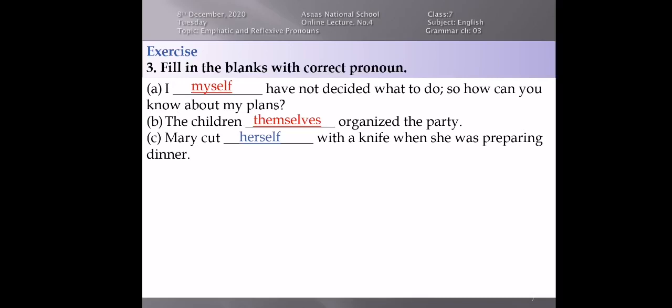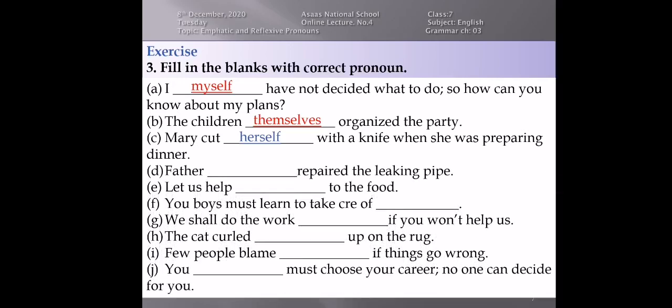Mary is the subject and herself is the object, and both of these are the same person. Therefore, it is a reflexive pronoun. Now I hope you can solve the rest of the exercise yourself.